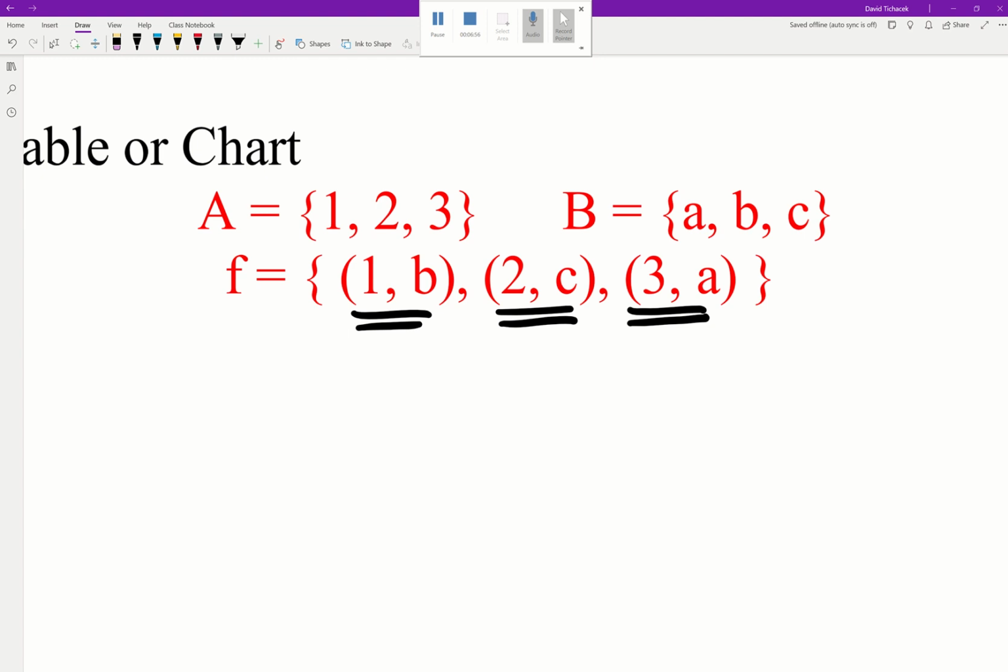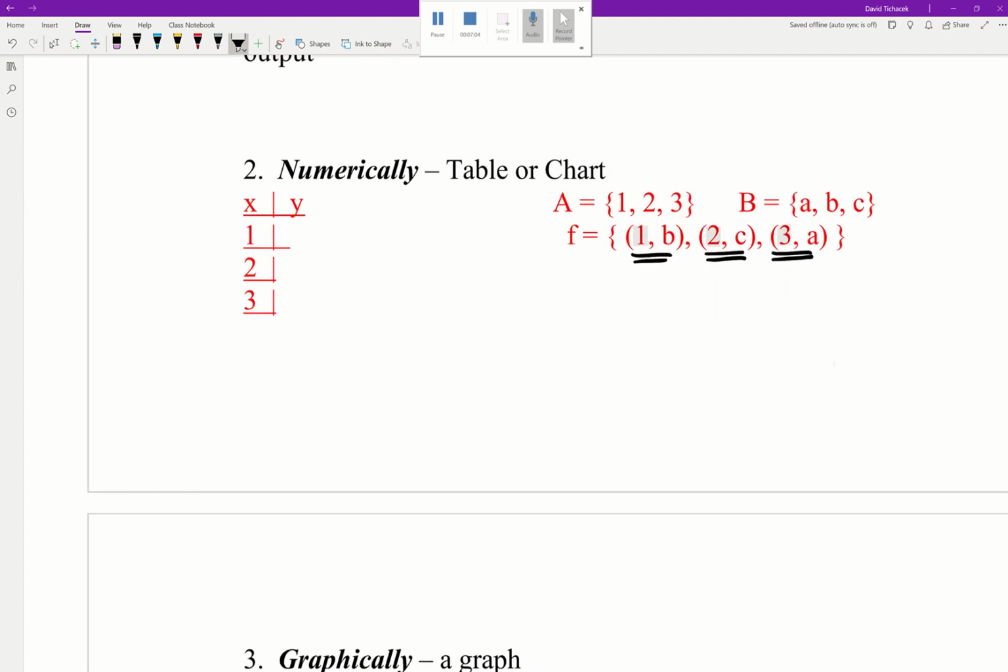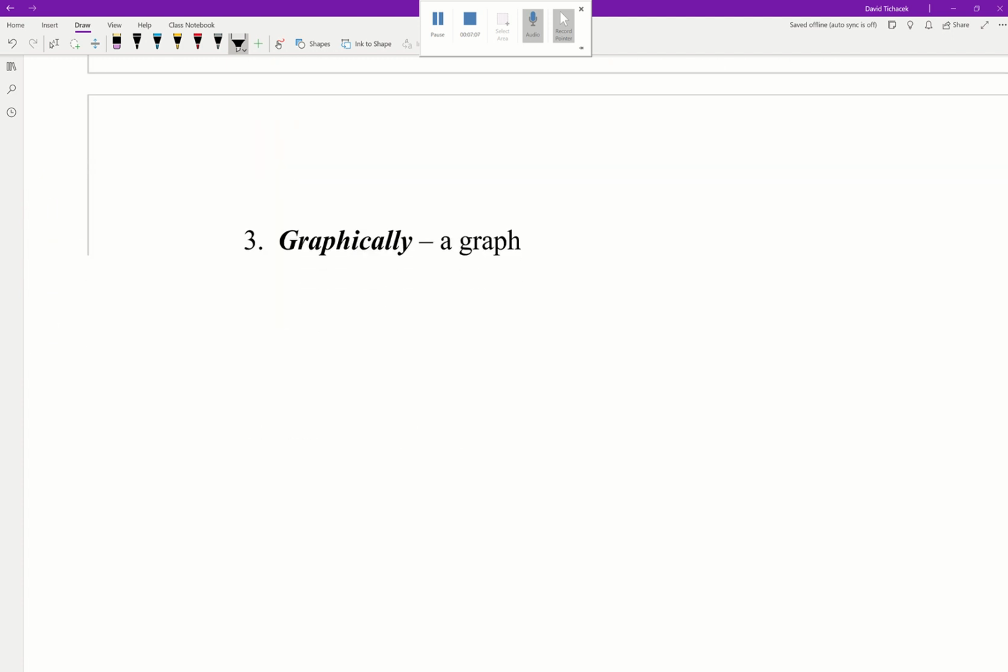And this would be a function because you notice, again, all of these inputs, 1, 2, and 3, have one and only one corresponding output. Okay, so we could do it numerically like that. We could also present you with a graph.